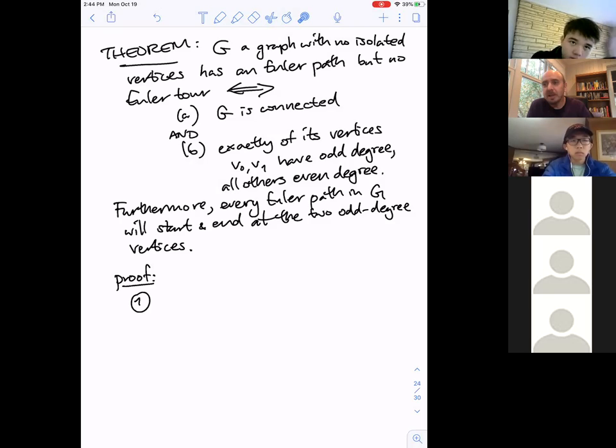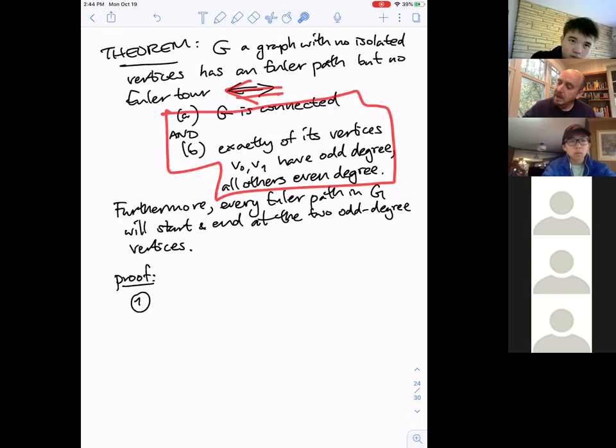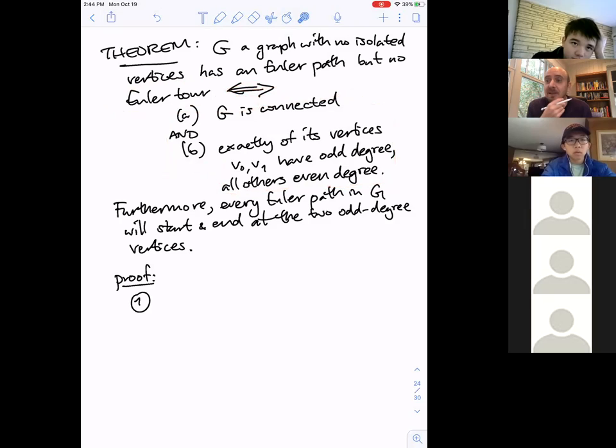So the forward implication is very similar. And the backward implication, the algorithm that says if you satisfy these two conditions, how do you know there's an Euler tour? It lets you construct it in the same way as long as you start by going out from either V0 or V1, the two odd degree vertices.